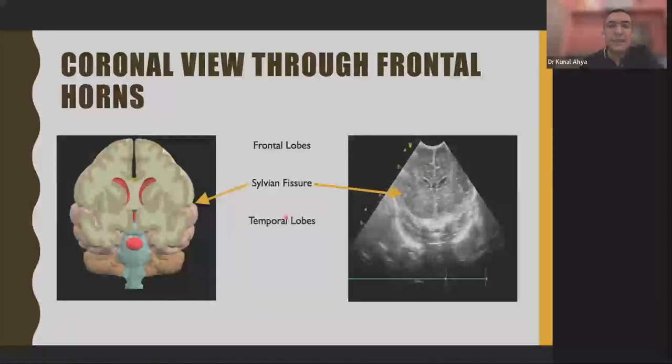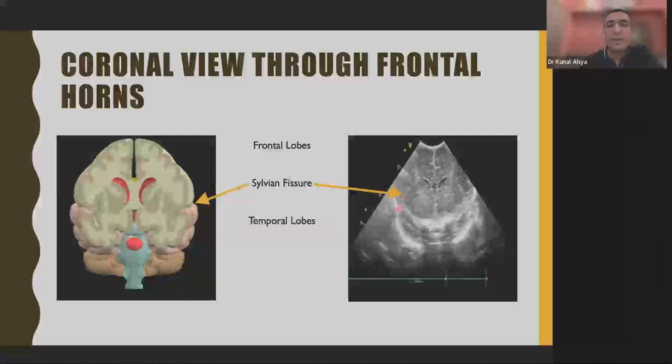Then there is a Y-shaped image, which you can see easily in the 3D view. It is called the Sylvian fissure. It is a fissure between the frontal lobe and the temporal lobe, and posteriorly, when we go, it is between the parietal and the temporal lobe also.